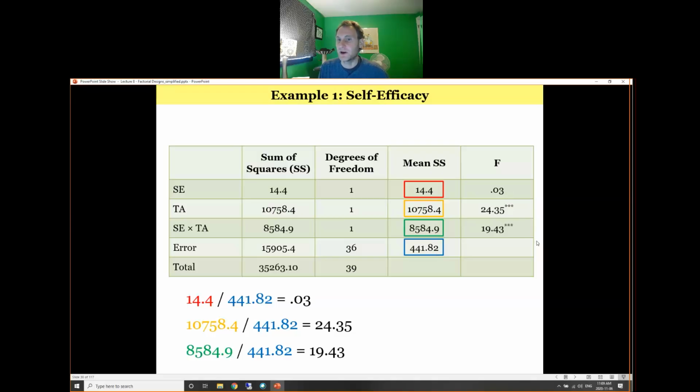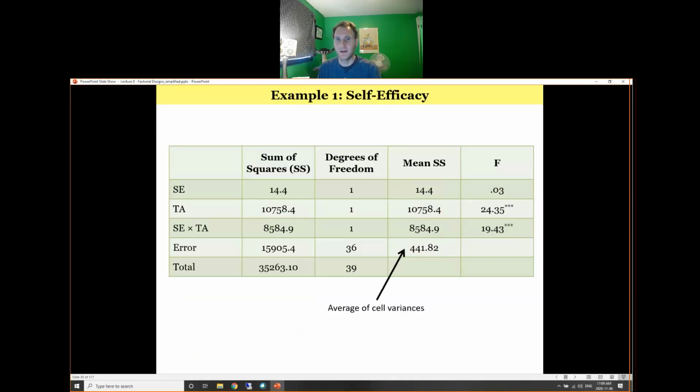Here I've given some stars to tell you that I've looked this up and see that this is non-significant, which we know because it's less than 1. Remember, F is a ratio of how much variance there is between groups versus within. So this means there's more within group variance than there is between. So we know that this is non-significant, but nonetheless, we could look it up. And our time available and our interaction effect are both significant, which I've just indicated with some stars here. So we could look them up in the F table the same way that we did before.